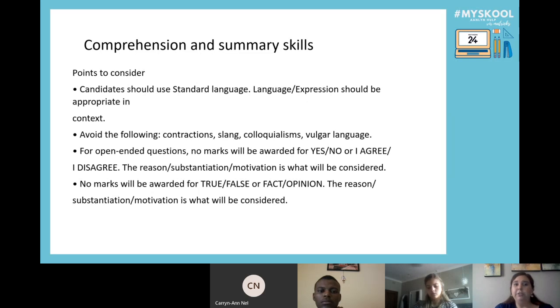Points to consider. You should use standard language, avoid contractions, slang, colloquialisms, vulgar language, and for open-ended questions, no marks will be awarded for yes, no, or I agree or disagree. People, a good tip that I always give my learners is that when they ask you, do you agree with the following statement? You say, yes, I agree with the statement that, and then you repeat the statement because it will focus your answer. Even though you get no marks for that, it's important that it's there because your answer won't make sense if it's not there.